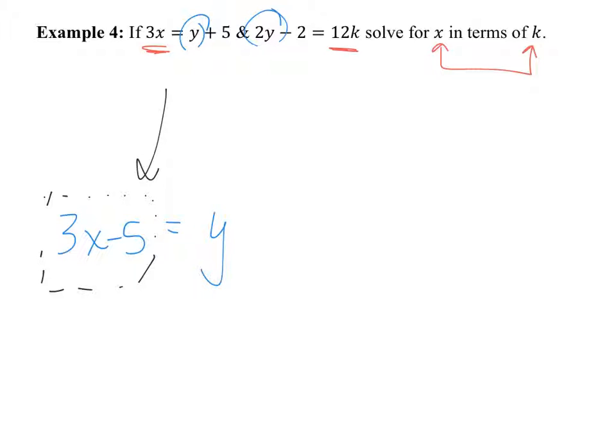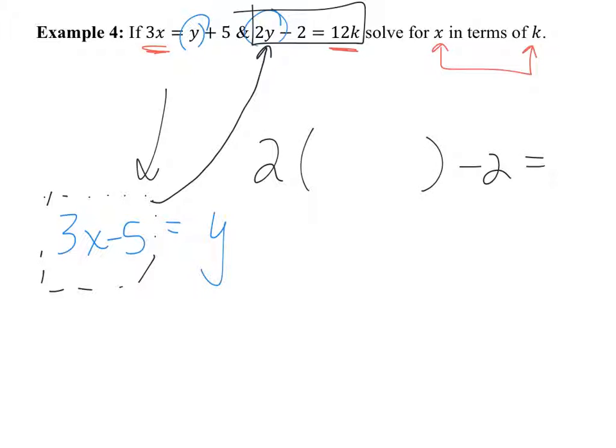So take this quantity and plug it in for y right here in this equation. So I'm going to have 2 times that whole quantity minus 2 equals 12k. I'm going to take this expression that I'm circling in red right now and rewrite it in red over here. I've performed an operation that has now eliminated the variable y from both of our equations. We've come up with a combination of the first two equations and made a third new equation.